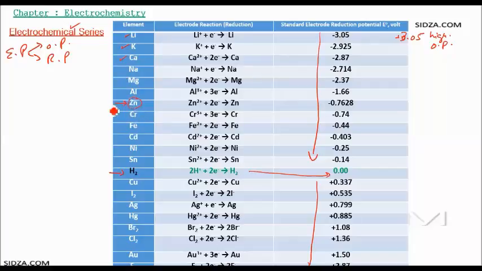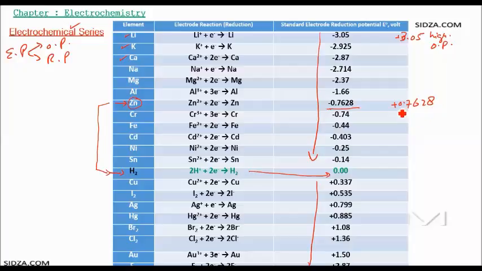We find that the zinc loses electrons as soon as you connect it with the hydrogen. Why is it so? Because zinc has a high tendency to lose electrons, right? So it has a higher oxidation potential. The reduction potential of the zinc is minus 0.76, correct? So its oxidation potential will be plus 0.76, or 0.7628 to be more accurate.